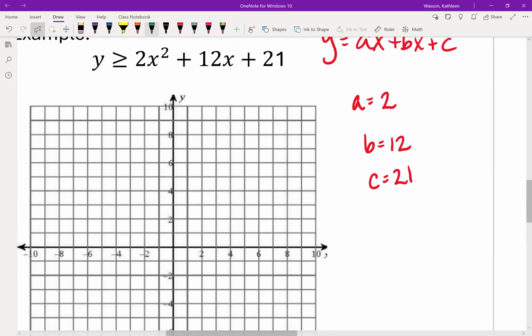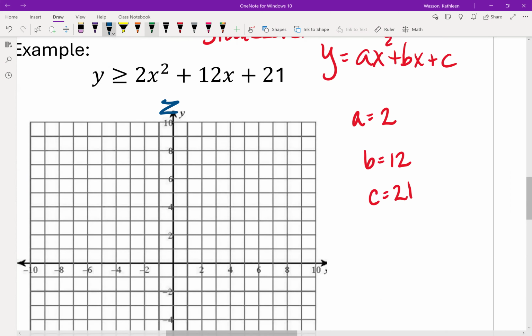It's way up here. I'm going to put a little broken line and then continuing up. 0, 21 is not on this box. It's way up there. But this should help us once we figure out what our vertex is to know if it's opening up or down.